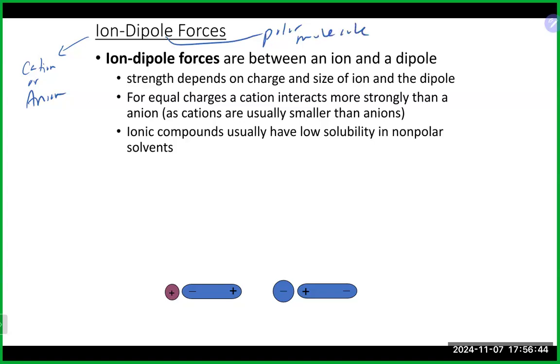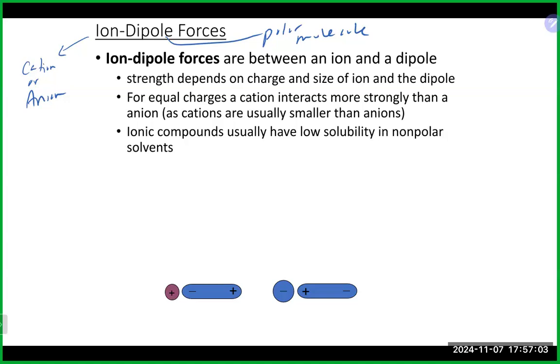So ion dipoles are between ions and polar molecules. The strength depends on the charge and size of the ion and the dipole. For equal charges, the smaller the ion, the more strongly it is attracted. The cations are usually smaller than the anions.